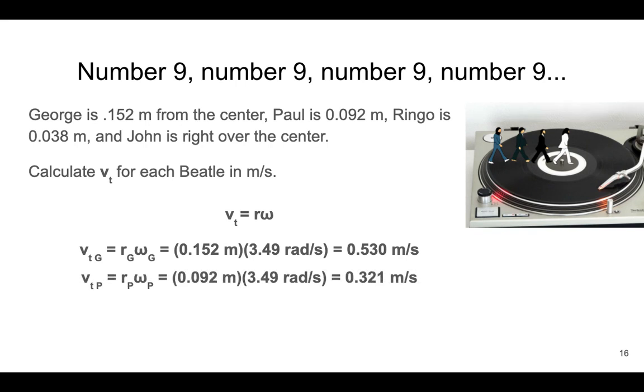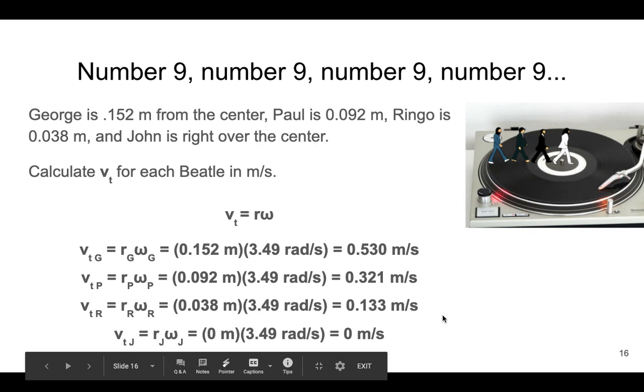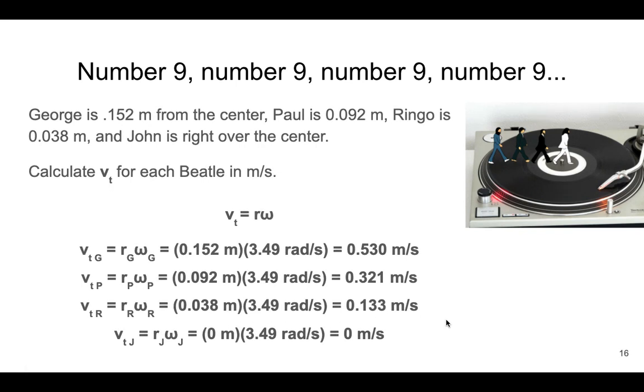Paul isn't as far away, so his radius isn't as big, which means he has a lower tangential velocity. Ringo's even closer, so he has less. And what is the tangential velocity for John going to be? Well, John is 0 meters away from the center. So when you plug 0 in for the radius, John's tangential velocity is 0 meters per second. John's not going anywhere. He's just spinning in place.